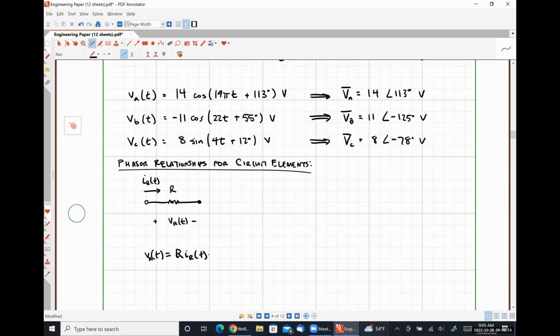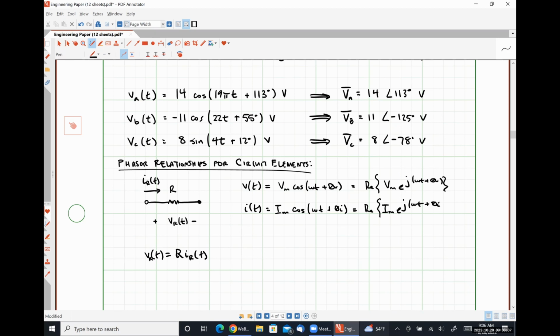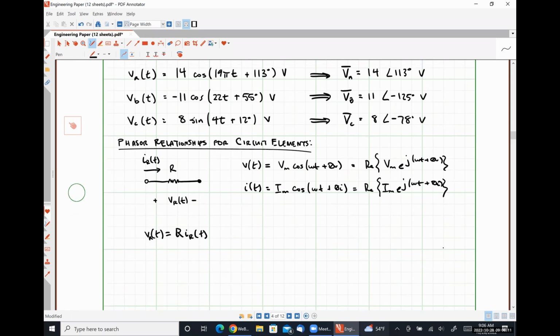Okay. So if we had a time domain signal, Vm cosine omega t plus some phase angle theta V, and we had a time domain current signal, Im cosine omega t plus theta I, we could represent this as a mixed domain signal as the real part of Vm e to the j omega t plus theta V. And similarly, our current would be the real part of Im e to the j omega t plus theta I. Let's use that complex number relationship here.